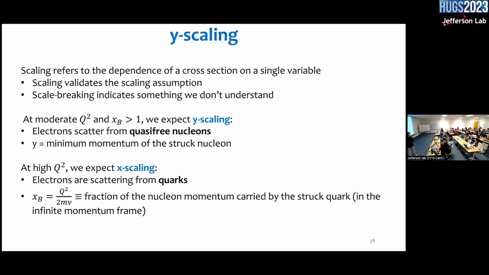So at a very moderate regime of q squared and Bjorken x greater than 1, we would expect y scaling, which means that electrons are scattering, you can imagine, from quasi-free nucleons inside of the nucleus. This y variable, you can think of as the minimum momentum of the struck nucleon. Now at much higher q squared, we can expect x scaling, where electrons are scattering from point-like quarks. We'll talk about it more later, but we can think of x in terms of the fraction of the nucleon momentum carried by this struck quark in the infinite momentum frame.